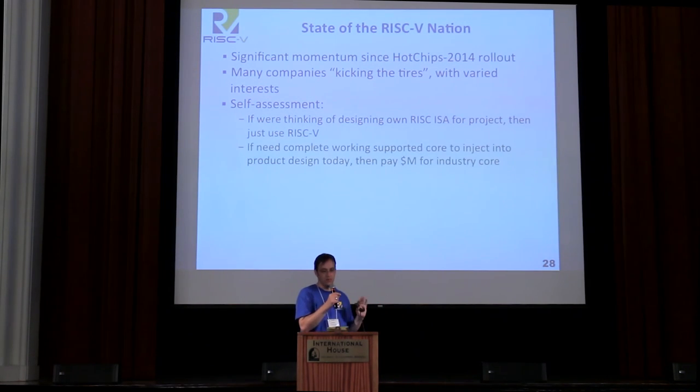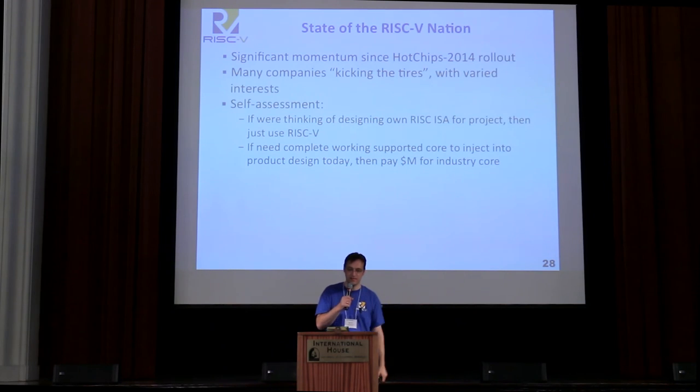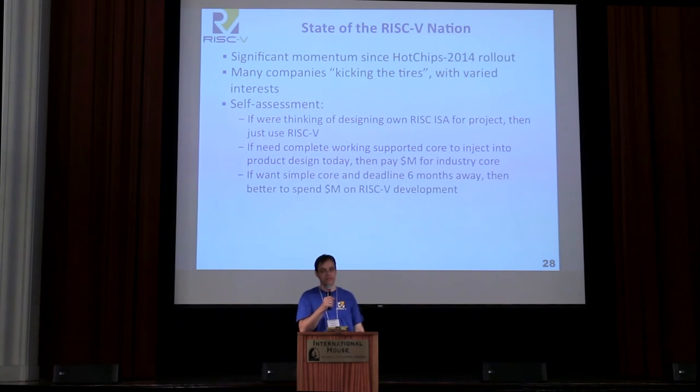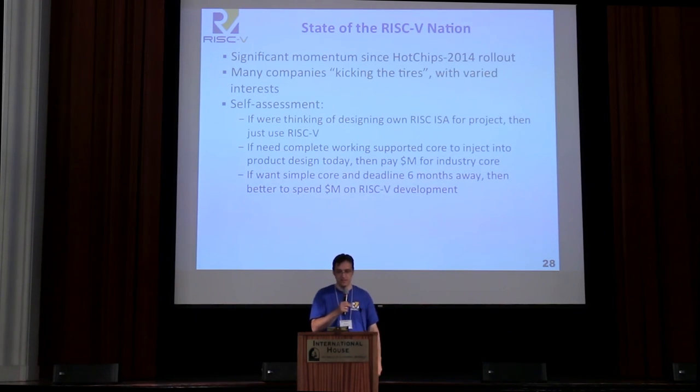On the other hand, if you need a complete working supported core to put into a design today, you should go pay somebody a few million bucks for that, right? Because you're not going to get that today with a RISC-V core. If you want something that's complete, working, and supported, that you can call somebody up and blame them for your bug, you have to pay lots of money for that. However, if you want a simple core, and your deadline's a few months away, you should think seriously whether the millions of dollars you'd spend to license that core would be better spent engineering your own simple core, reusing the environment we have here. So in terms of long-term ROI, I predict it's going to be better for you to invest in making RISC-V work for you rather than keep paying millions of dollars to these other entities for the licenses.